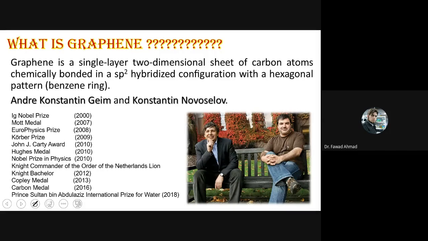Now just remember that graphene is a single-layer two-dimensional sheet. That is very clear, and it is made of carbon atoms. That's not something unique for us, and all of them are chemically bonded by sp2 hybridization. That configuration is important, and it is like a hexagonal pattern like benzene. It's exactly the same, as if benzene is spread over two-dimensional space. There are thousands of benzene rings, and whenever you call them that, you call them a graphene.